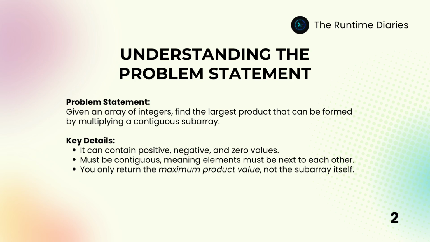So let's restate the problem in plain English. We're given an array of integers, some positive, some negative, maybe even zeros, and we need to find the largest product we can get from multiplying a contiguous subarray. Contiguous just means the numbers have to be next to each other, no skipping around. And at the end, we only return that maximum product value, not the actual subarray. This sounds straightforward, right? But wait, negative numbers and zeros completely change the game here.